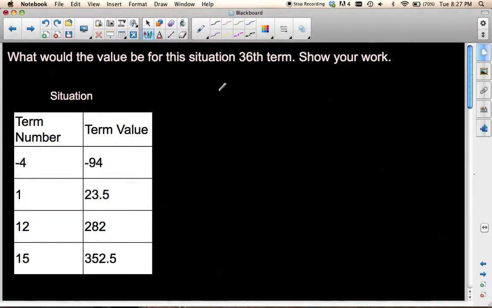Okay guys, so we're going to be talking about slope. And in class we talked about the rule for slope, which is y2 minus y1 over x2 minus x1. And what the slope allows us to do is find out what our term value is when we only have our term number.